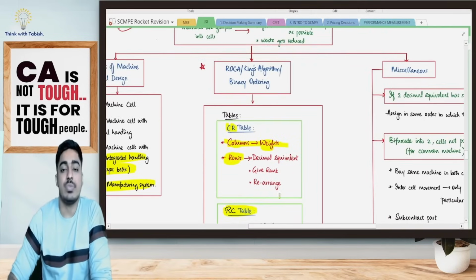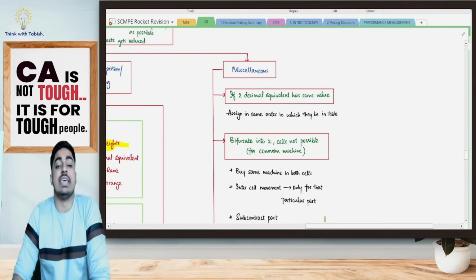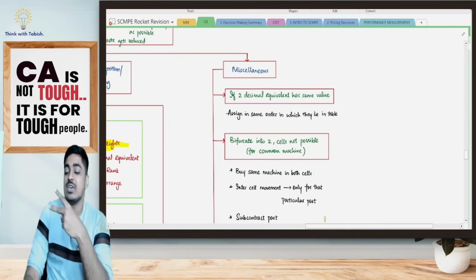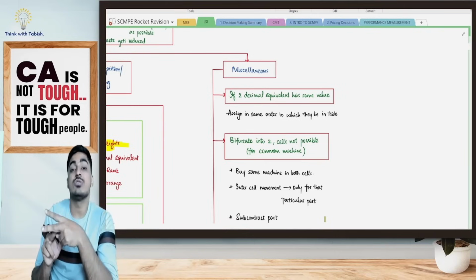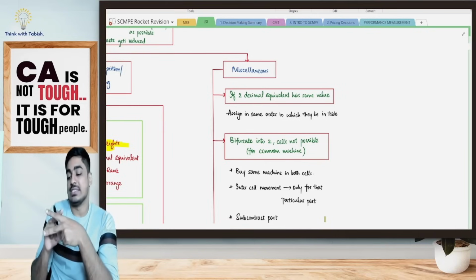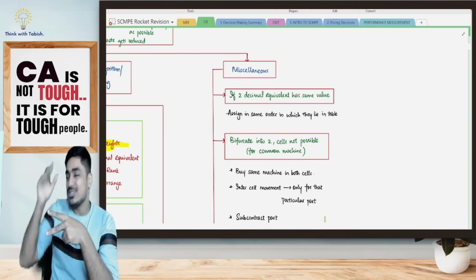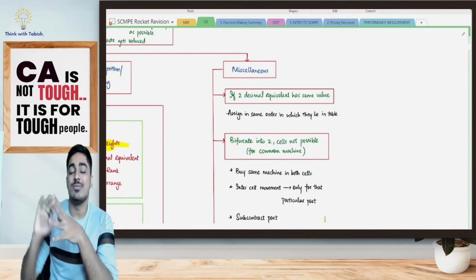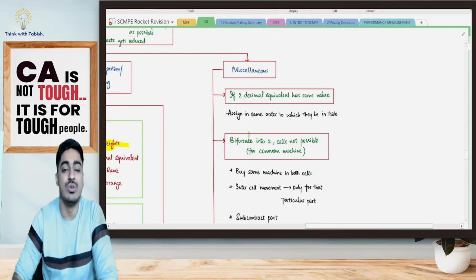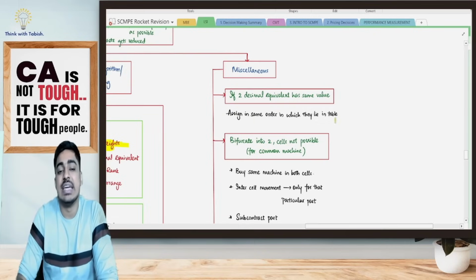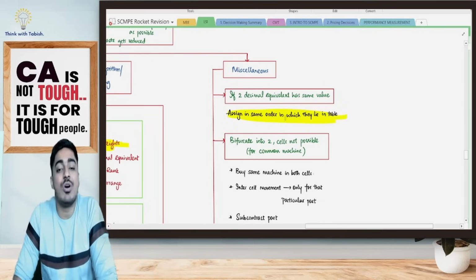Now, a few additional points. If 2 decimal equivalents have the same value, for example row number 3 has value 8 and row number 4 also has value 8, what will you do? Whichever row is in the higher order, you give the first rank, and for the next one you give the second rank. Arbitrarily, whatever you want, you can do. But what I say is, it assigns values in the same order in which they are lying in the table.